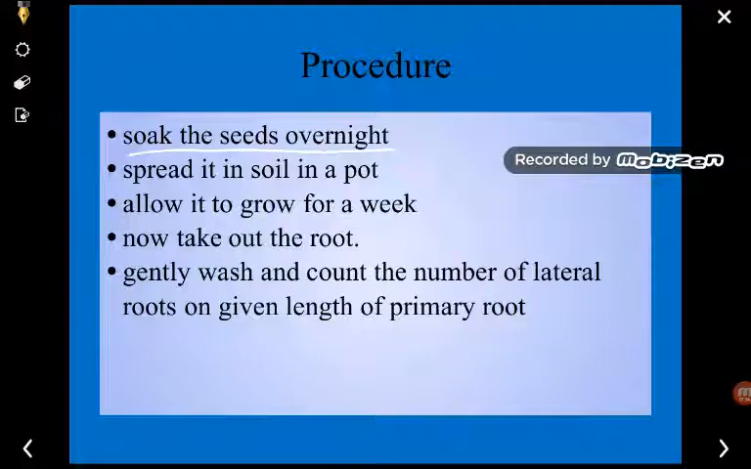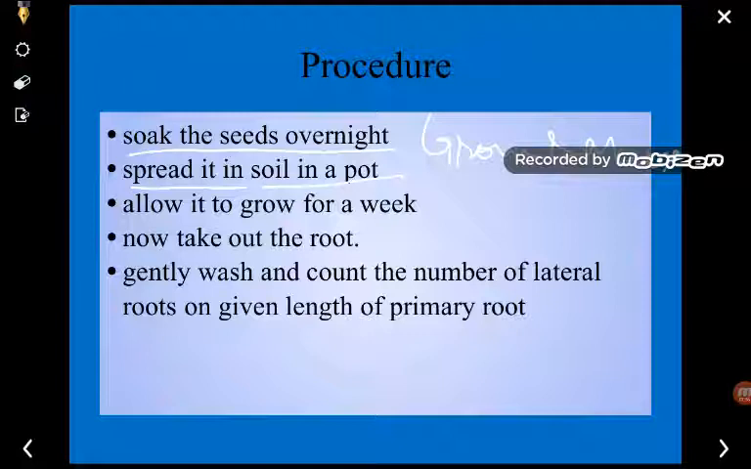You have to take 2 types of seeds, that is the groundnut seed as well as the moong seed. We are going to soak it overnight, or you can else sow it directly. So spread it next day over the soil in a pot. Both types of seeds, we are going to soak and spread in the soil in 2 different pots. Allow it to grow for a week.